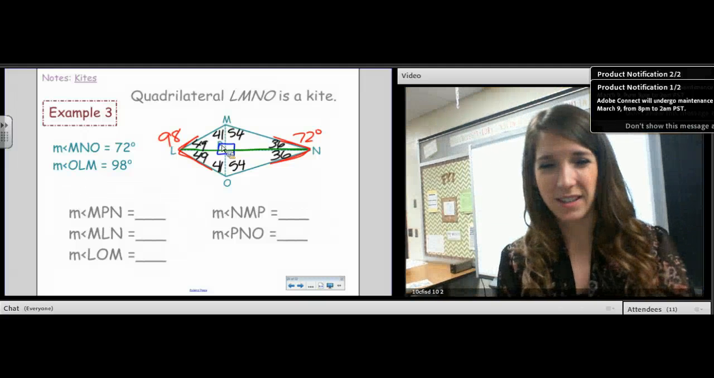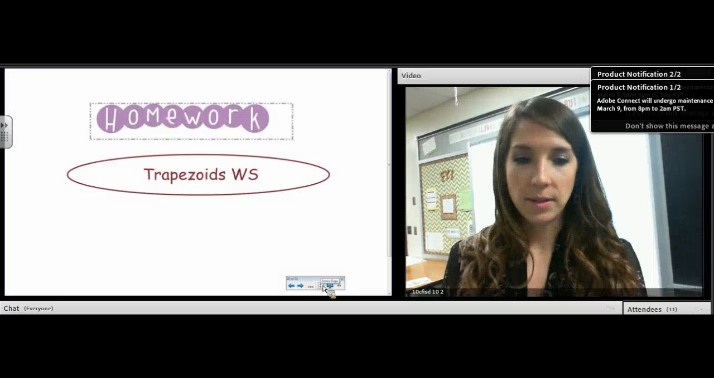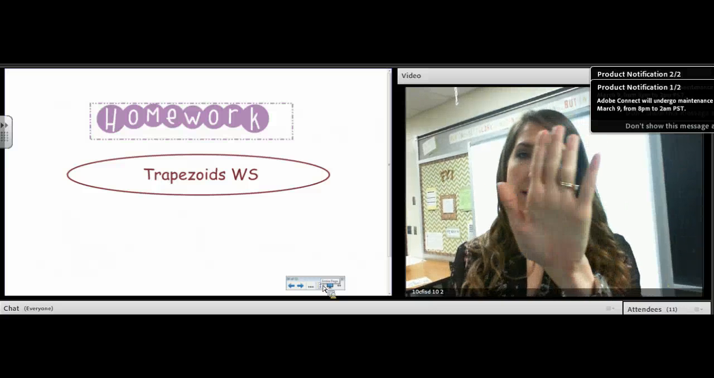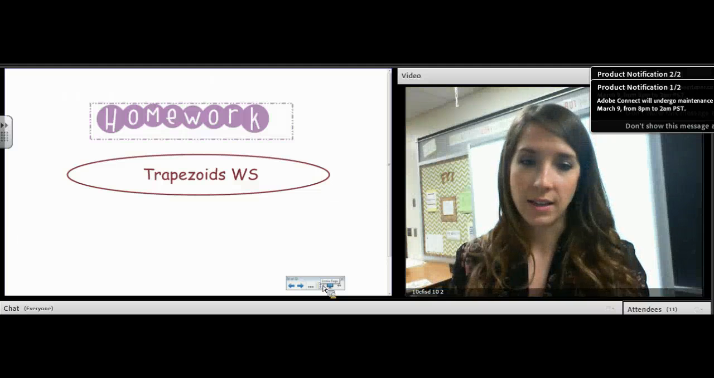Am I going too fast? I don't know if I'm giving y'all enough time to think. On your trapezoid worksheet, and then tomorrow you're going to have a worksheet where the front is trapezoid and the back is kites. And all day tomorrow you just get to practice.